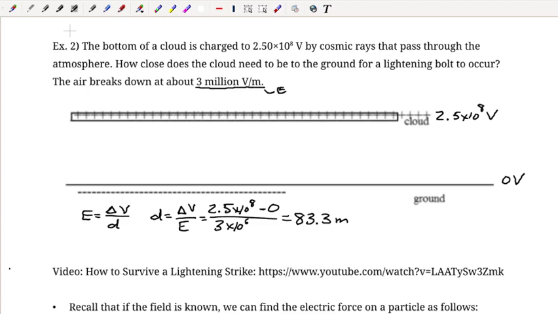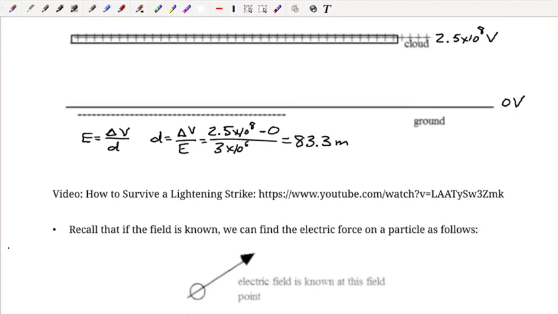Another video break, how to survive a lightning strike. Very important to know. Go ahead and pause your video, take a look, and then come back and continue your notes. Alright, hopefully that will one day help you to survive if you ever end up in a storm and you need to get out of the lightning.